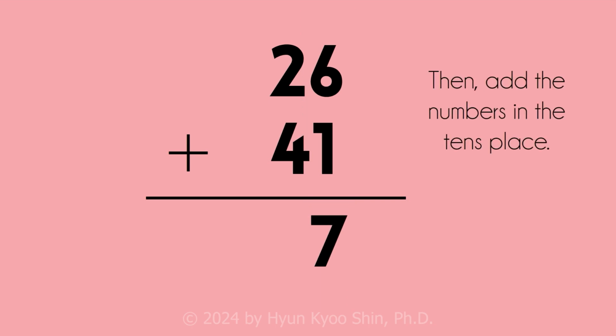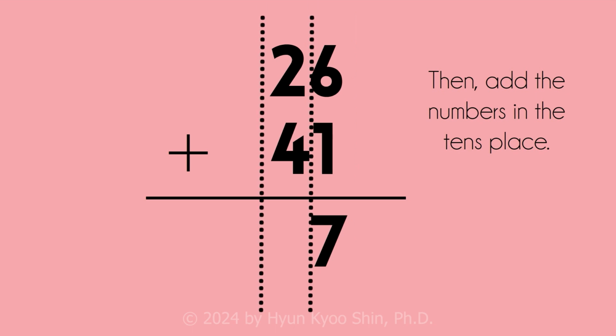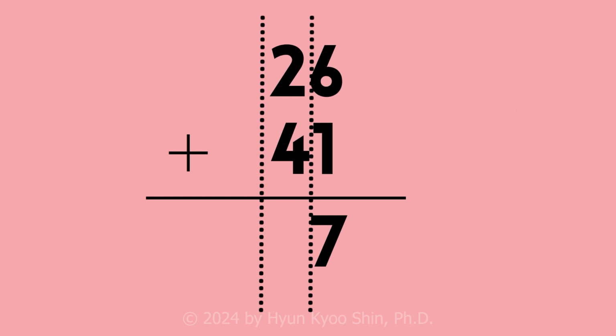Then add the numbers in the tens place. 2 and 4 are in the tens place. So 2 plus 4 is equal to 6. The answer is 67.